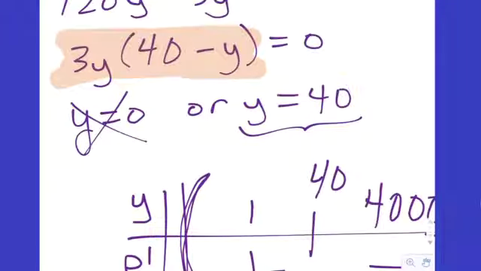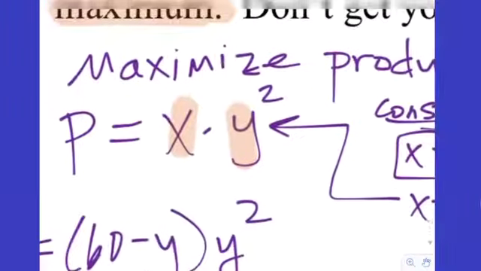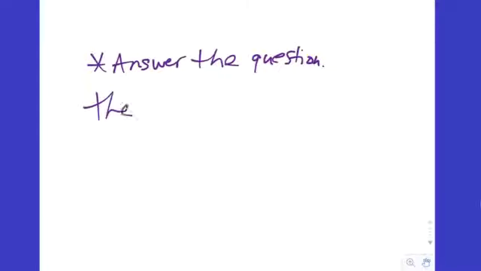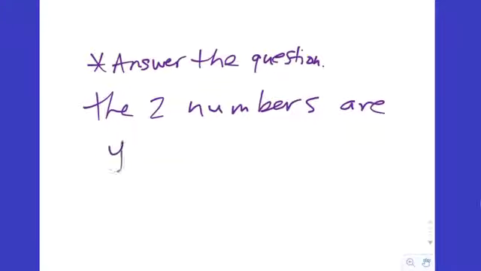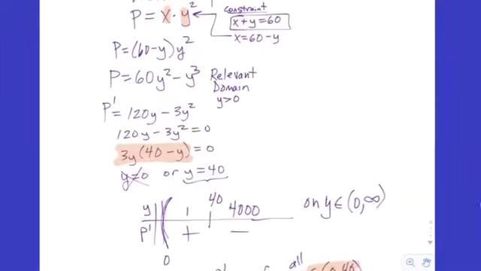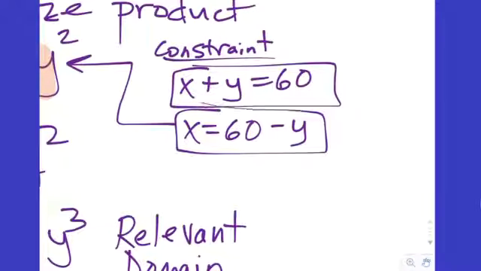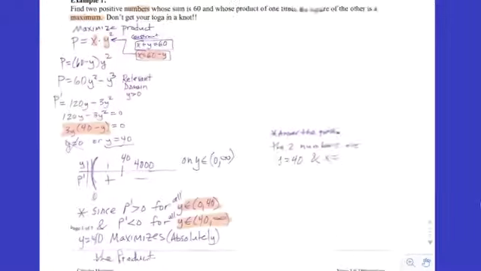It does matter which one I'm calling y and which one I'm calling x, because remember, one of them was being squared and the other one wasn't. So here's how you're going to answer the question. The two numbers are y equals 40 and x equals 20. There you go. The easiest way to find the other variable is to plug it back into that original equation that you saw, to make it in terms of a single variable. So if you plug 40 in there, 60 minus 40 is 20.